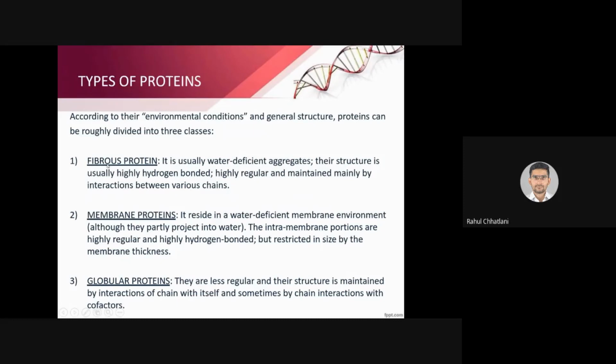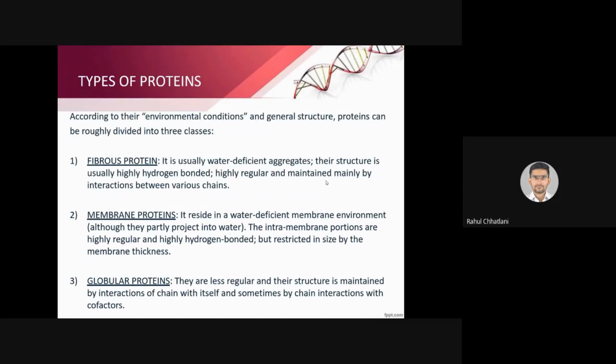So fibrous proteins have a water deficit structure, usually highly hydrogen bonded, highly regular, mainly maintained by interaction between various chains. Membrane proteins reside in a water deficit membrane environment. You know the cell membranes. It is semi permeable. I hope everyone knows what is permeable, semi permeable or non permeable. Semi permeable means a selective amount of ions and proteins can pass through it.